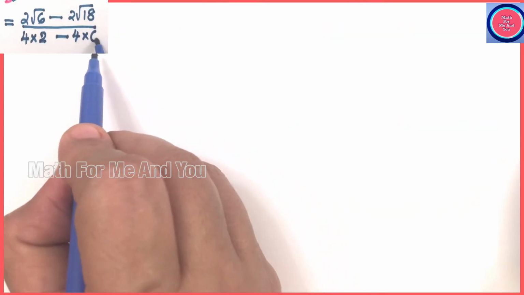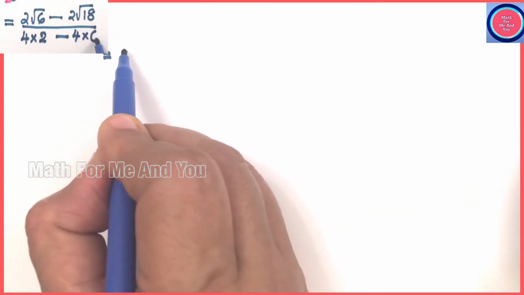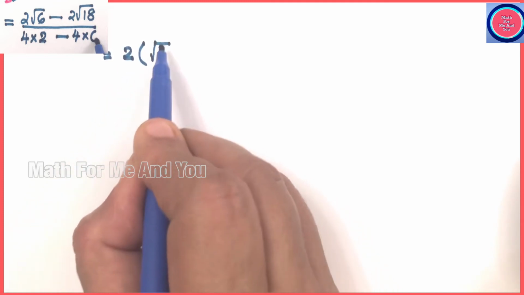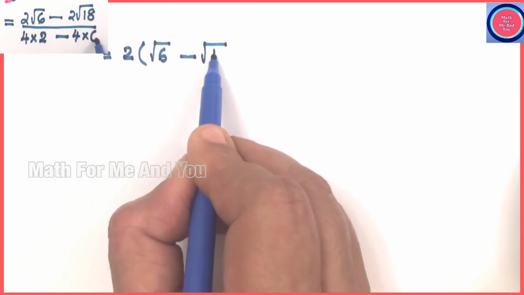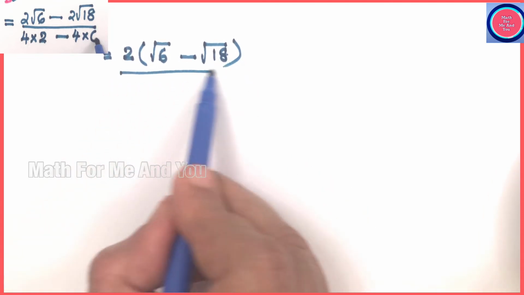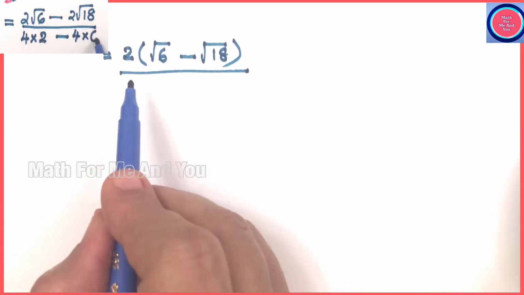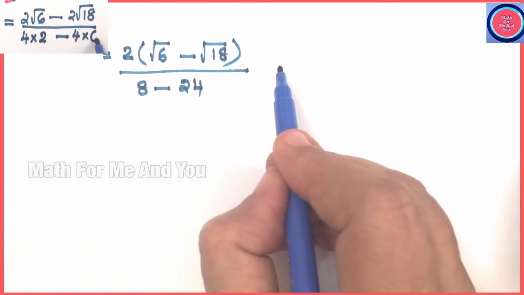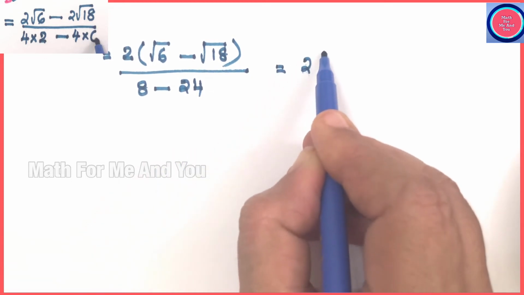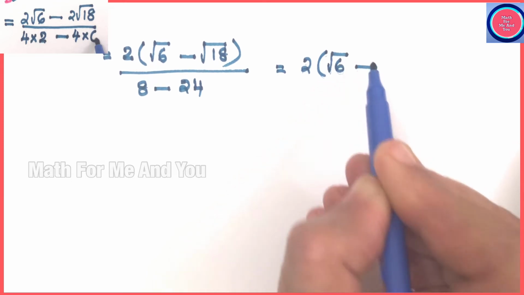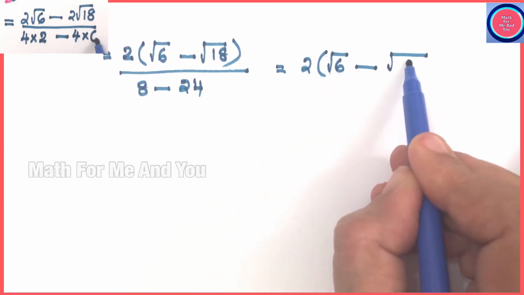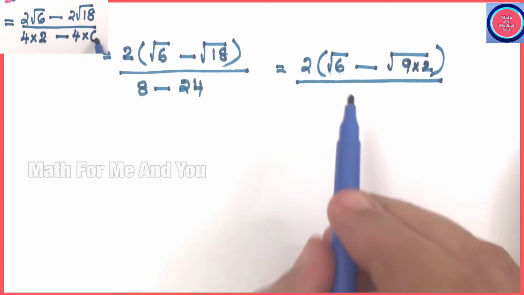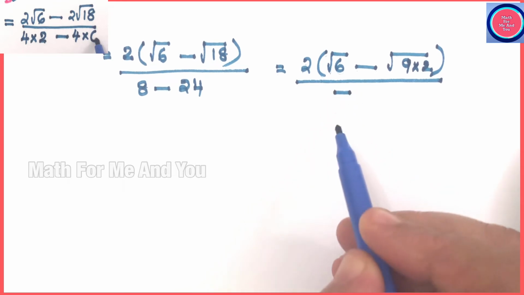From the numerator we can take 2 as common factor. So we write 2 first, then inside the bracket write the remaining terms, root 6 minus root 18. Denominator simplify: 4 times 2 is 8, then minus 4 times 6 is 24. See the numerator, inside the bracket again we can simplify. 2 times root 6 we write same. What is root 18? It is root 9 times 2, because root 9 we know the answer is 3. Denominator simplify: 8 minus 24 is minus 16.